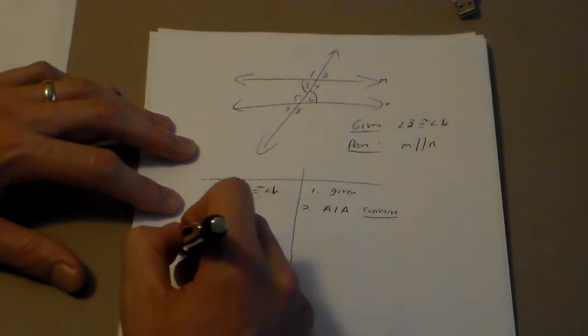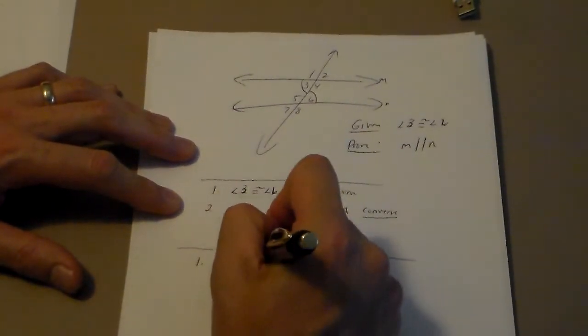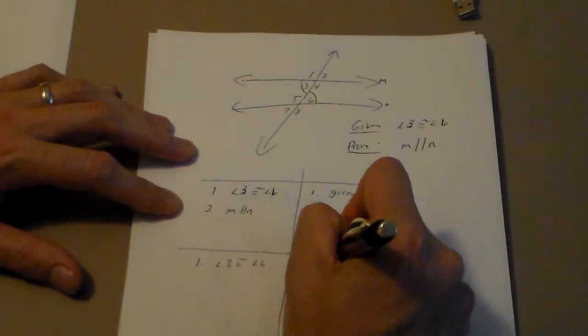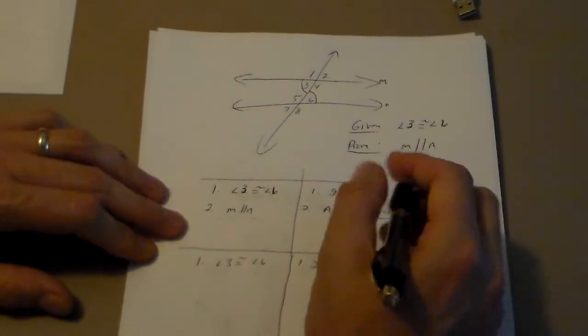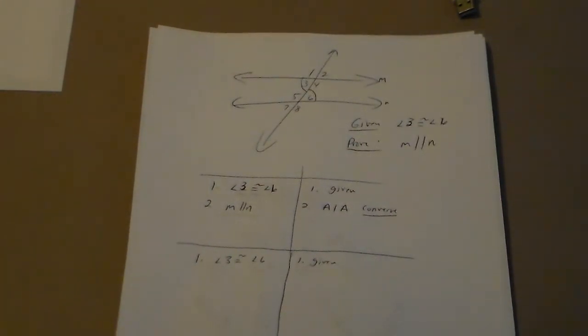So I want you to try that again. We want to prove that M is parallel to N, but you cannot use alternate interior angle converse. You have to use something else. So pause the video and see what you guys can do. I hope that you paused your video. I really do.